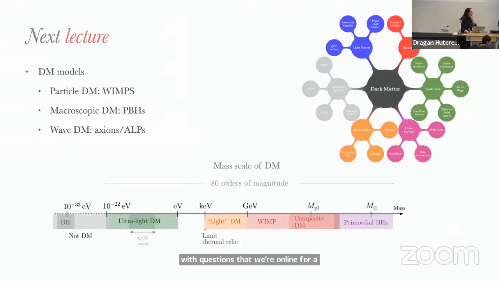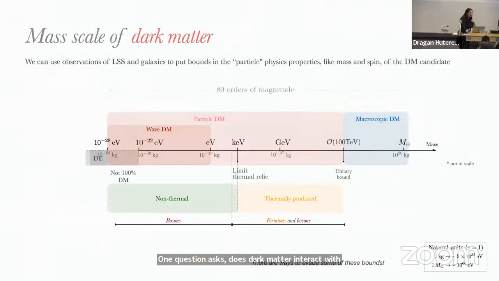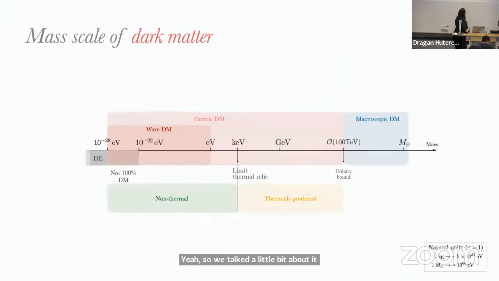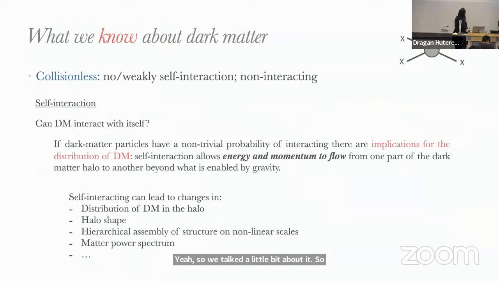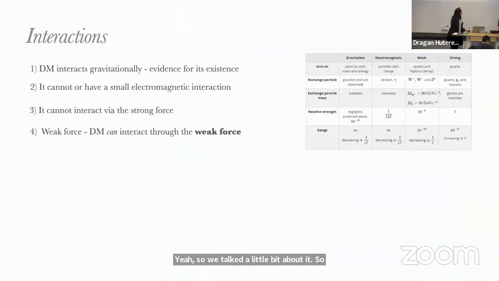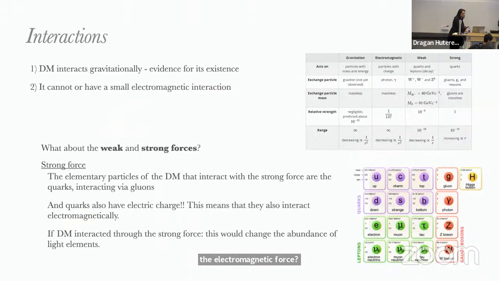One question asks, does dark matter interact with the strong or weak force? Yeah, so we talked a little bit about it. Interactions here: what is allowed and what is not allowed? Obviously dark matter has to interact gravitationally. That's how we see it, right? We saw from the power spectrum that it cannot be coupled to the photon-baryon plasma at recombination. So this gives us a bound on how much it can interact with the electromagnetic force. So it has to be at most a millicharge.